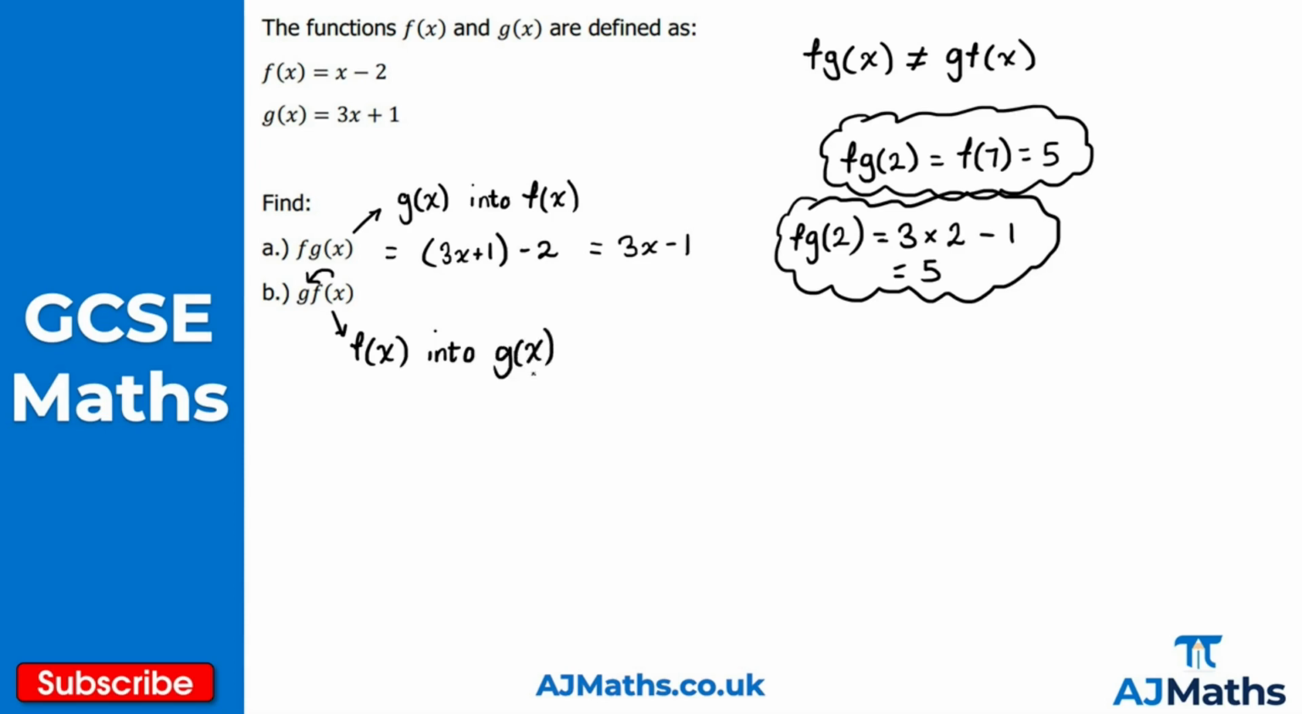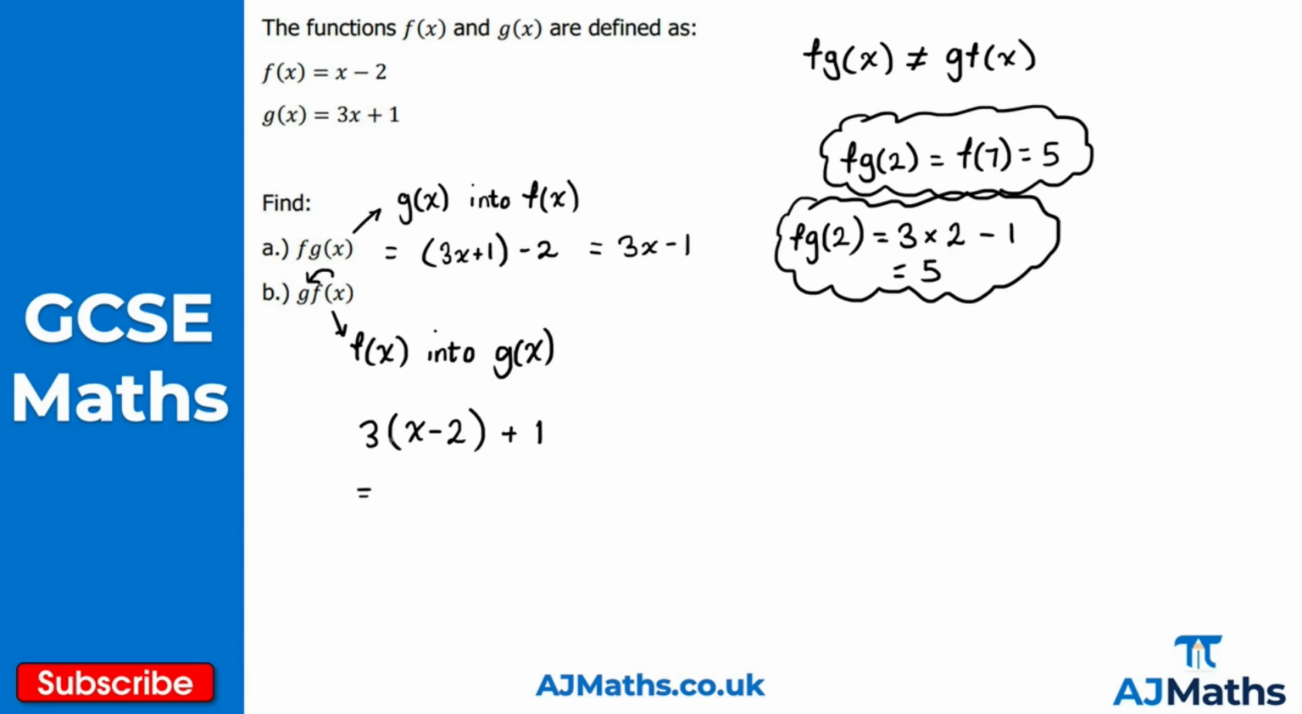Okay, so if we substitute f of x here into g of x, what we're doing is where we've got f of x, we substitute that into any x's here in g of x. So what I'm going to get then is 3 lots of x minus 2. Wherever there's an x here, we replace that with f of x. So 3 lots of x minus 2, and then plus the 1 here. Okay. All we need to do now is simplify this.